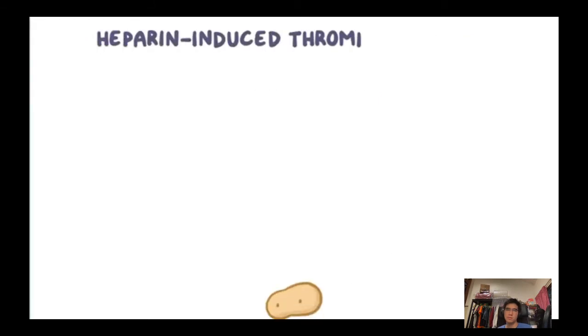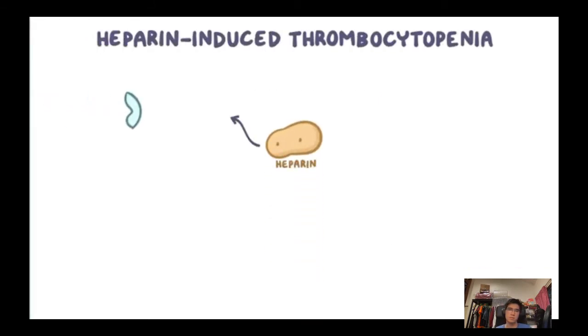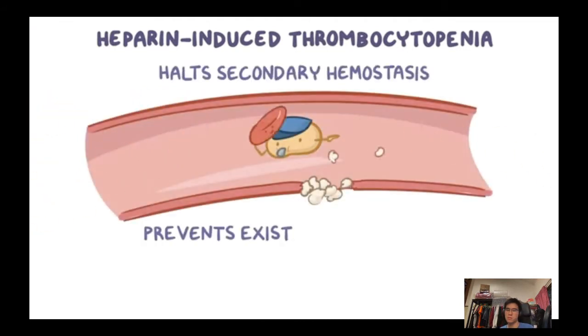Okay, so heparin-induced thrombocytopenia is caused by heparin. This medication works by activating an enzyme called antithrombin 3, which inhibits coagulation factor 10A as well as thrombin. This halts secondary hemostasis and prevents existing blood clots from growing larger.